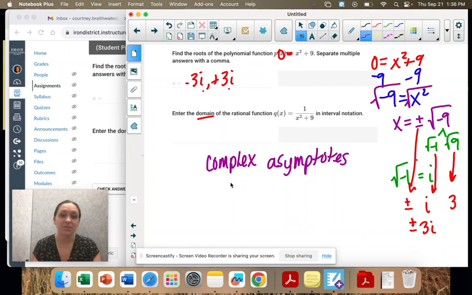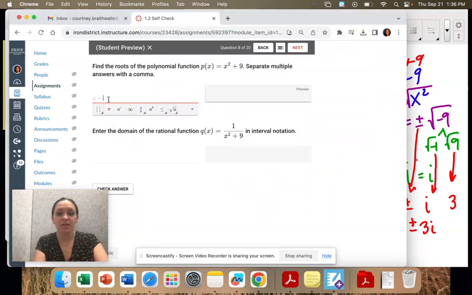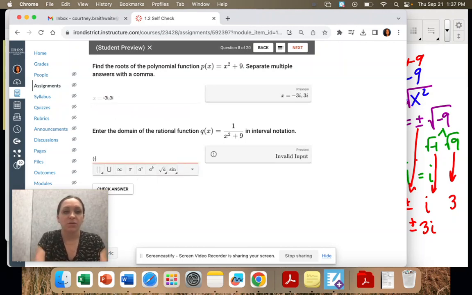We're not going to see them. So that means the domain just goes negative infinity to infinity because we can't actually graph a complex asymptote. So there's not a break. So negative 3i, positive 3i. Then our domain just goes through it.